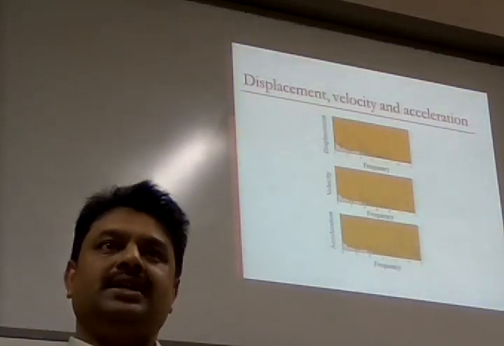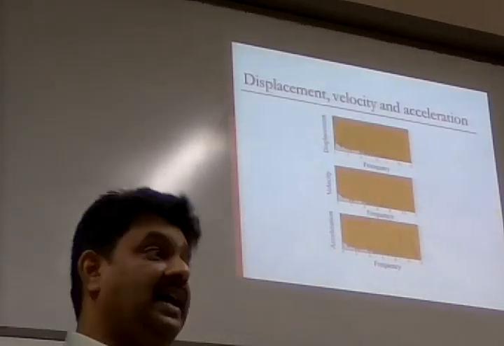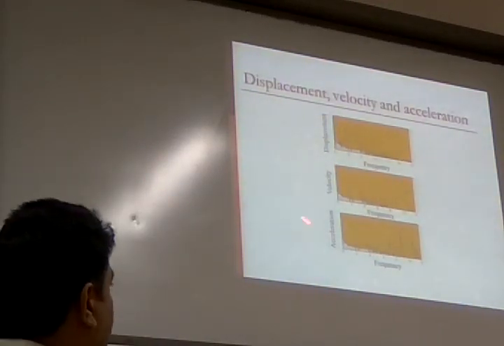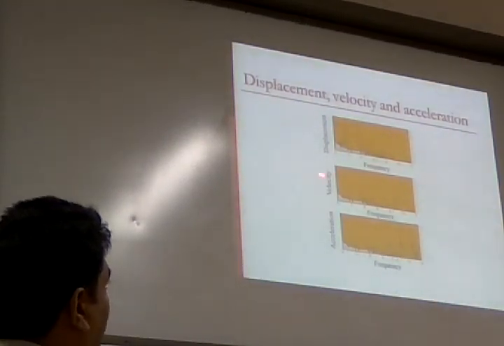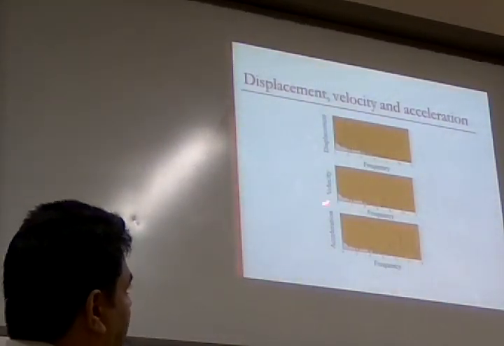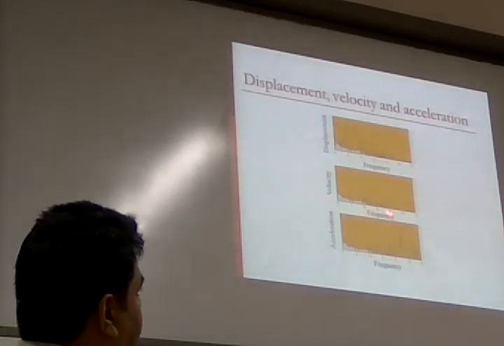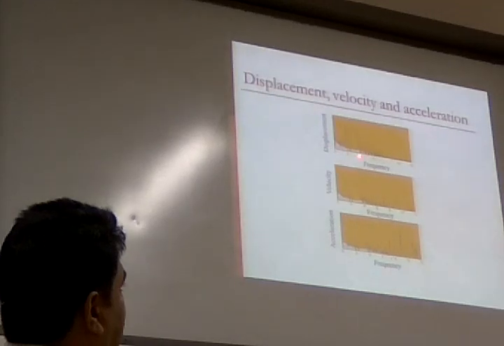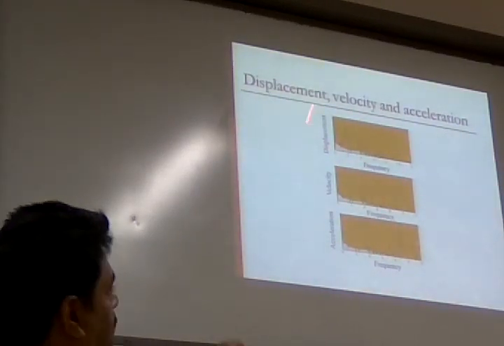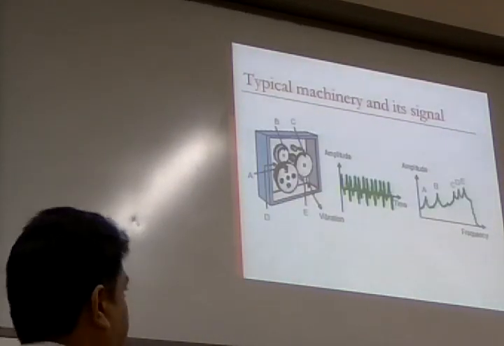If the frequency of interest falls in the high frequency range, you should choose acceleration. If the frequency of interest is in the mid range, somewhere here, you should choose velocity as the parameter. If your interest is a low frequency signal, you should choose the typical example of this.